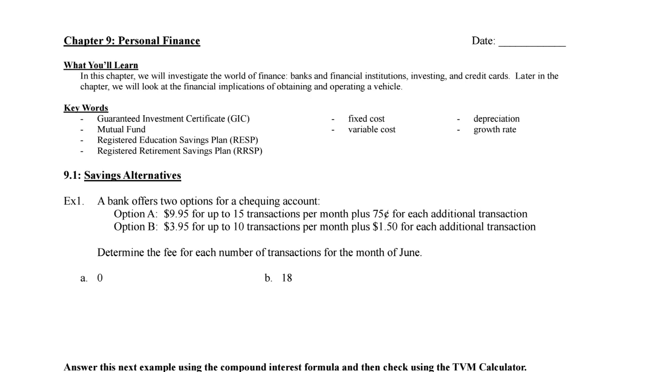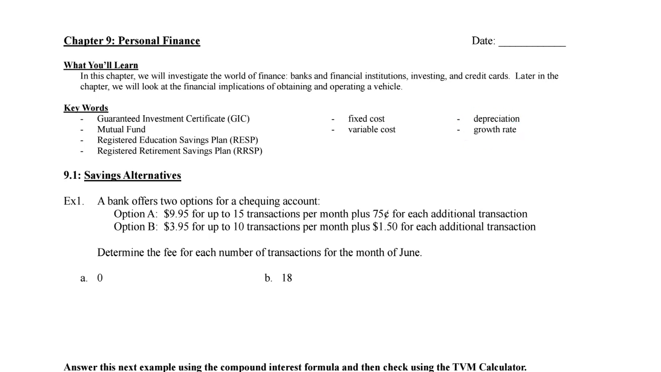So today we'll be working on personal finance. In this chapter, what I intend to teach you is what all of the different types of investments and savings plans are in the banking world and other places where we end up having costs at the bank, things such as the fixed cost or variable cost. We may also talk about depreciation and growth rate, okay?